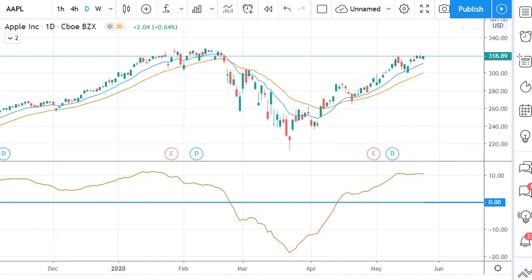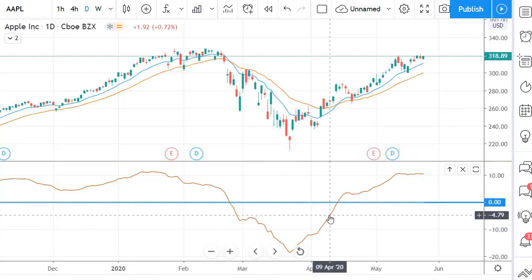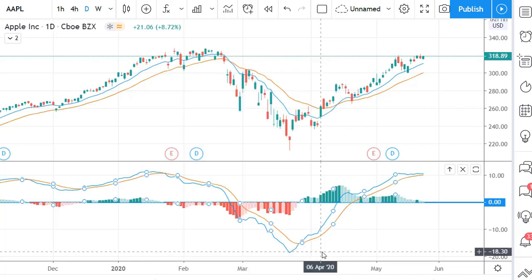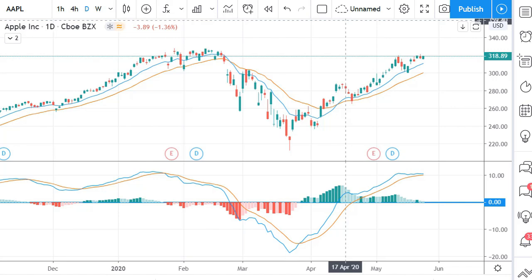Now, as I mentioned, this is just the basic MACD line. We have two other components that we need to look at, and the first one is the signal line. Right now I just removed it by making that a 1 here, but the signal line by default is 9 periods, and you can see it here. What you need to focus on is the orange line. That is what is called the signal line.